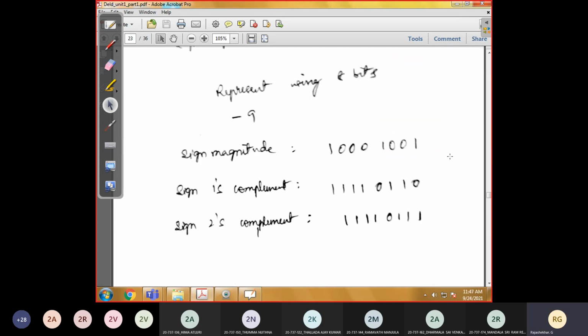So this is the signed magnitude representation of minus 9. This is the signed 1's complement. This is the signed 2's complement of minus 9. Yes? All of you agree? All of you agree, online guys? Yes, sir.